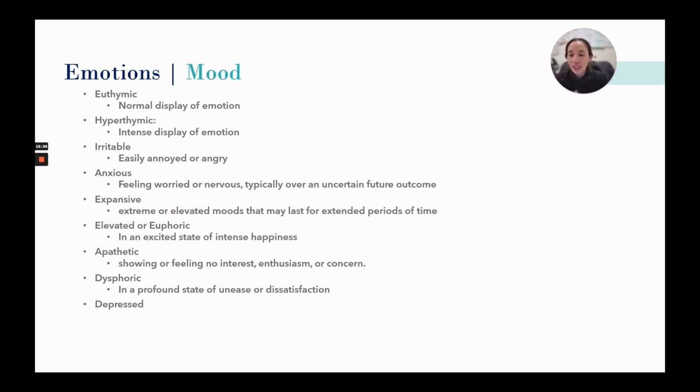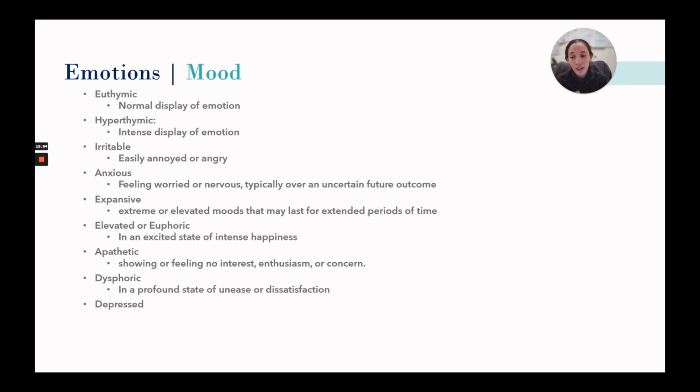All right, so different types of moods. Euthymic means normal display of emotion. Hyperthymic is intense display of emotion. Irritable is easily annoyed or angry. Anxious is feeling worried or nervous, typically over an uncertain future or outcome. Expansive is an extreme or elevated mood that may last for an extended period of time.